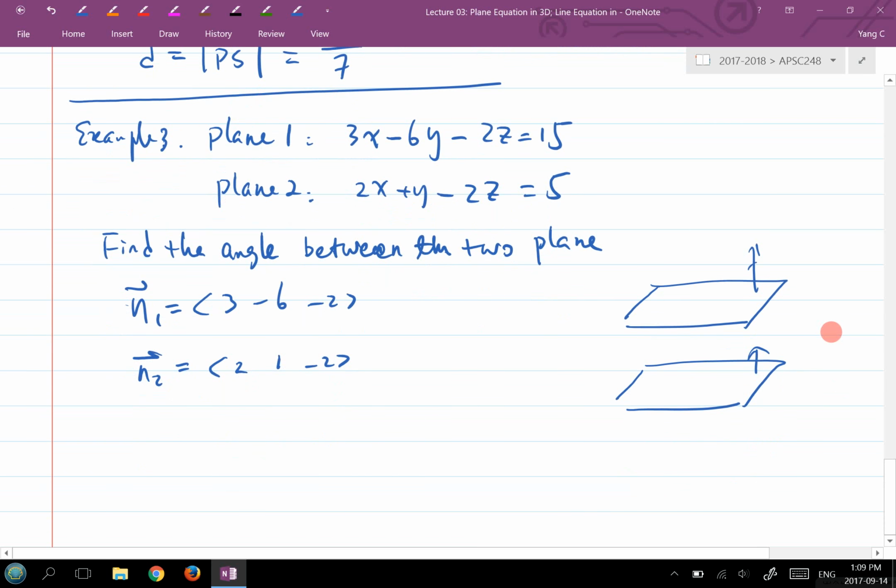Okay, so now we can go ahead and try to find the angle between the two planes. In this case they're not parallel, so we can illustrate slightly differently now.